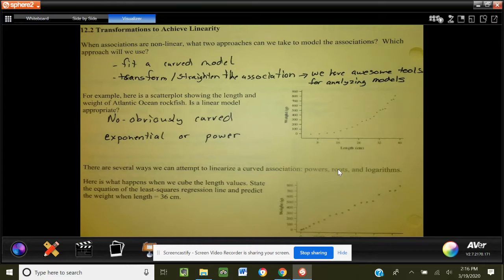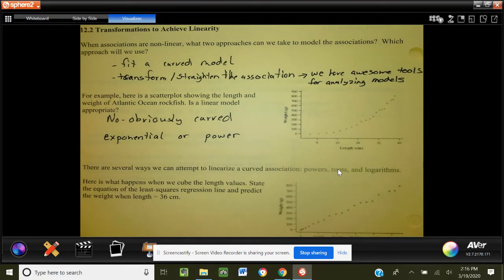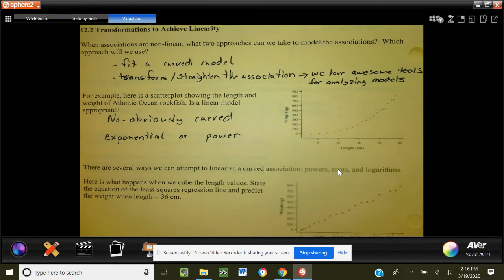Now, we could maybe guess it's quadratic. What we're going to do here is assume that it's a cubic. And you could try all different powers, but we're going to do cubic here, just to kind of show you how this works out.